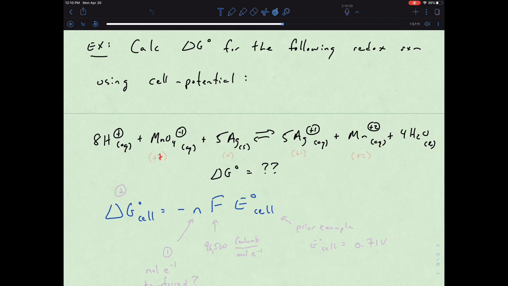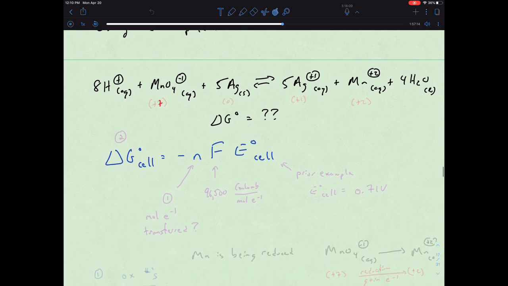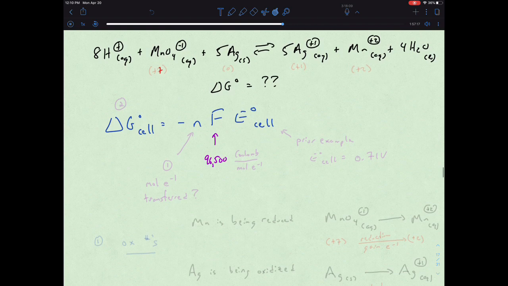We have Faraday's constant, we actually already know, so that's already taken care of as far as our coulombs per mole of electron. And we already figured this out from the prior example. Our cell potential was equal to 0.71 volts. So really where we need to begin is here. We need to figure out moles of electrons that are transferred, and then that'll allow us to actually figure out number 2.